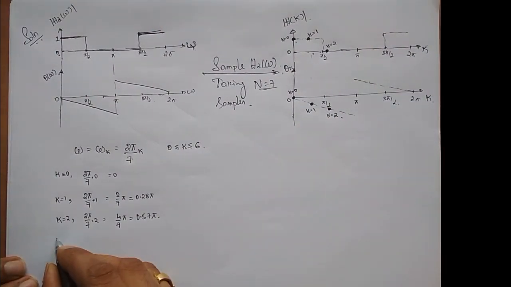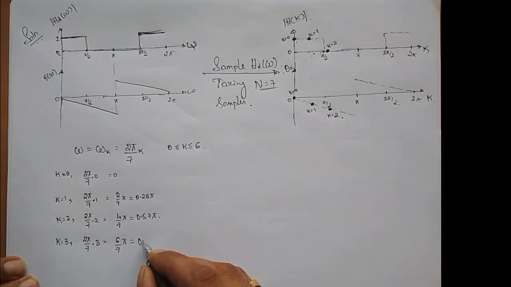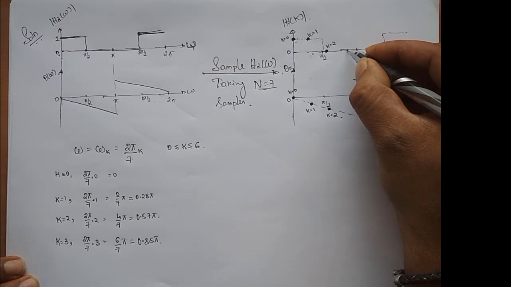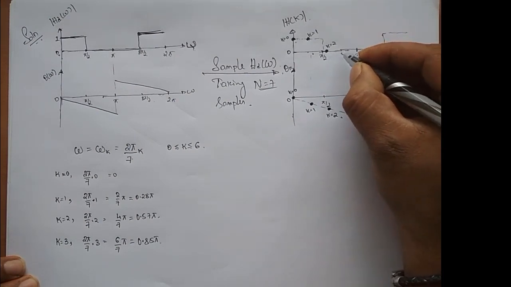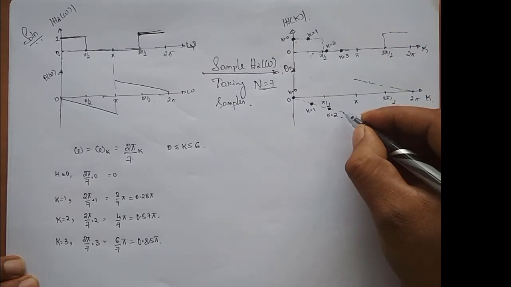So for k equal to 3, we have 2 pi by 7 into 3, which is equal to 6 by 7 times pi. So 6 by 7, we get 0.85 times pi. Now this is 1 times pi. 0.85 is slightly less than 1 times pi, so somewhere here. So this is at k equal to 3, and here also somewhere here, this is at k equal to 3.